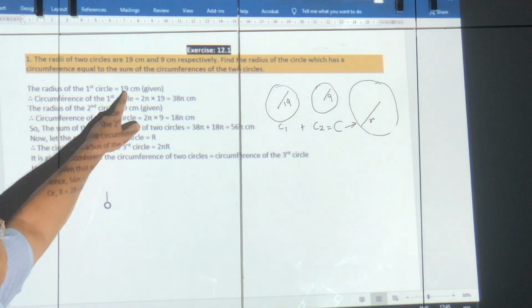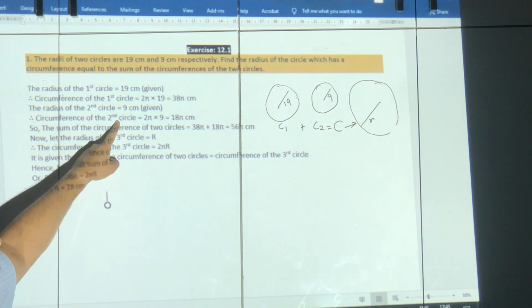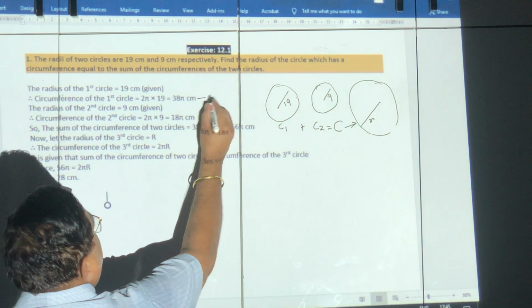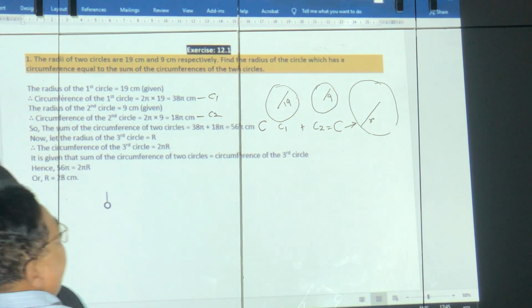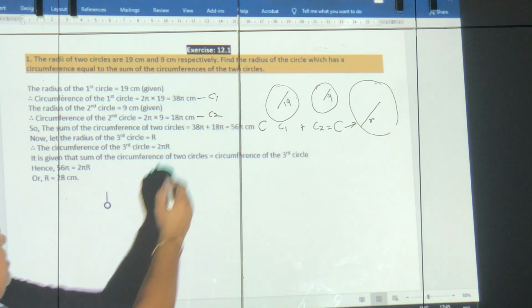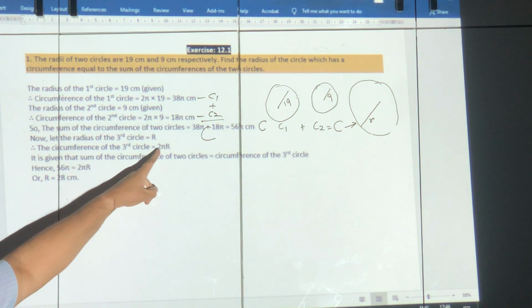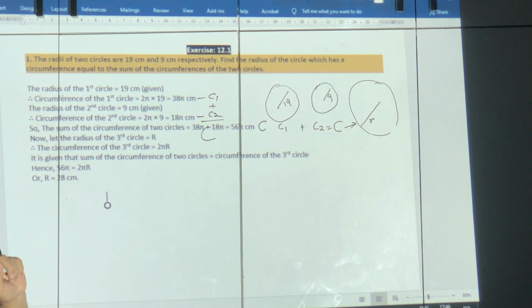So okay, don't expect 4 marks and 5 marks for such sums. First, take the radius, find the circumference. Second circle, radius, find the circumference. So we got C1, we got C2. I have to add, and I will get capital C, C1 plus C2. And using 2 pi r, 56 pi is 2 pi r, therefore r is 28. It becomes very simple. Then it becomes like 5th standard.